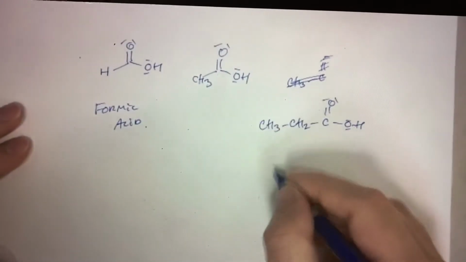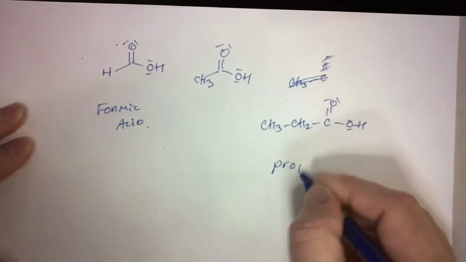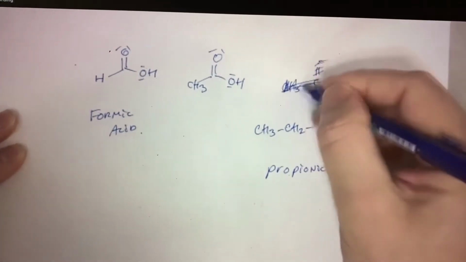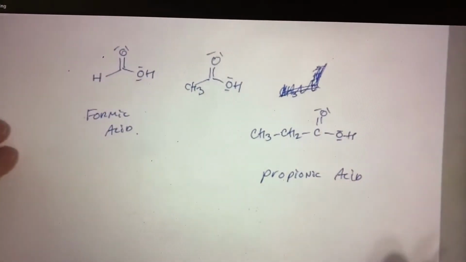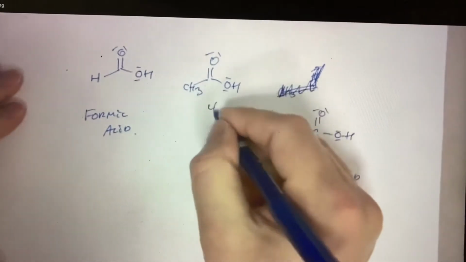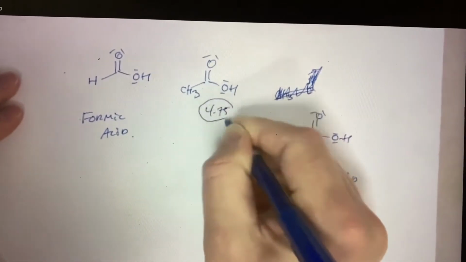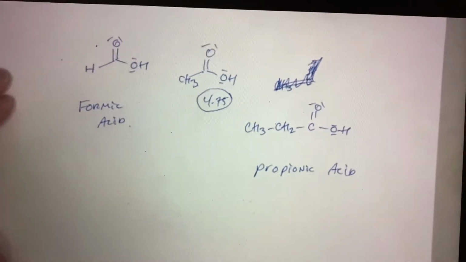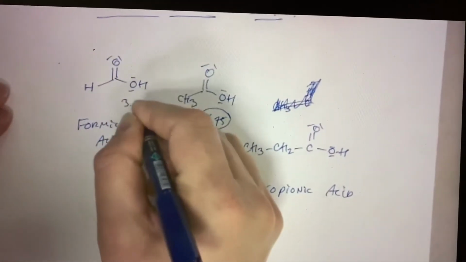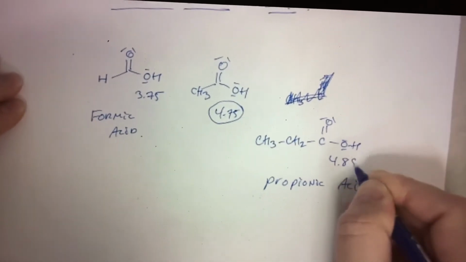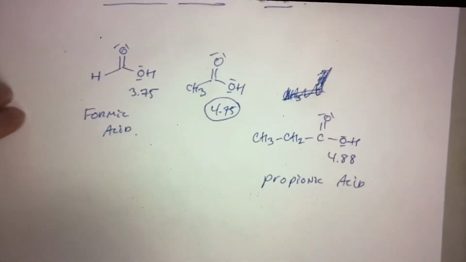So we have acetic acid, propionic acid. So we have these 3 acids, and our reference one is acetic acid. It's 4.75 as our pKa. Formic acid turns out to have a pKa of 3.75, and propionic acid has a pKa of 4.88.